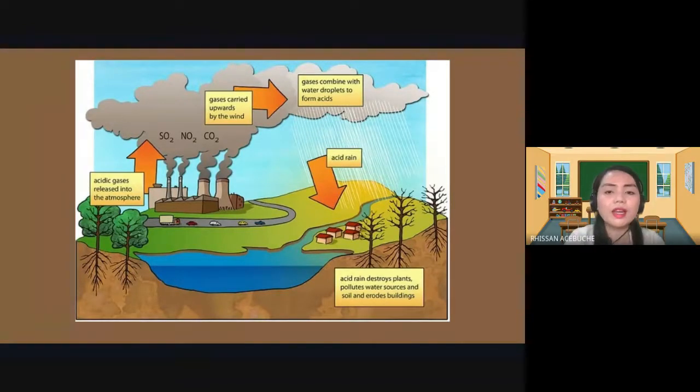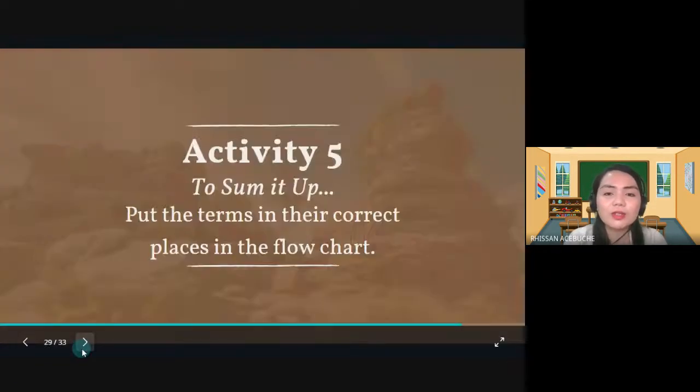Very good, right? So when we burn fossil fuels, it gives off greenhouse gases that will cause acid rain to occur, right? So there are human activities that we should lessen so that we will not speed up weathering, which is actually a natural process, right? Very good. So now let's sum up everything that we have discussed today.